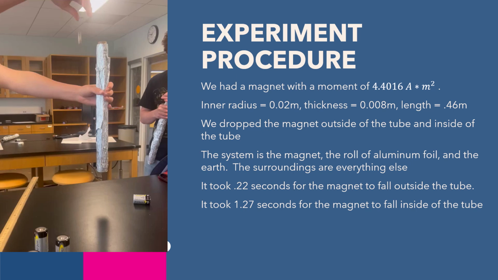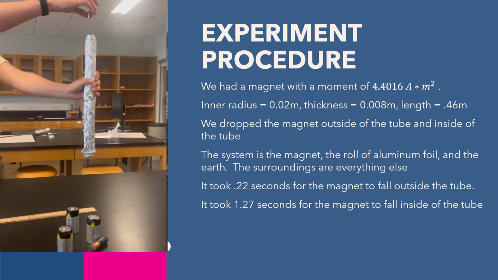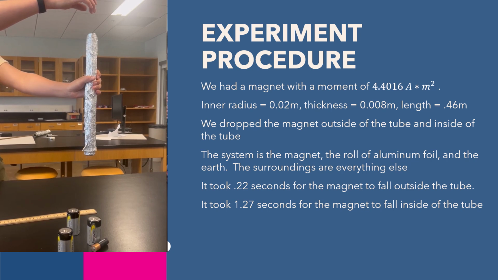The system is the magnet, the roll of the aluminum foil, and the earth. The surroundings are everything else. It took 0.22 seconds for the magnet to fall outside of the tube, and then it took 1.27 seconds for the magnet to fall inside of the tube.